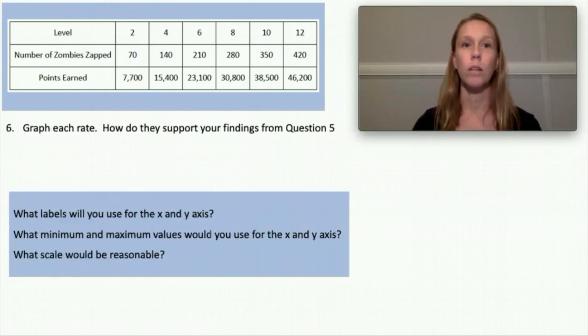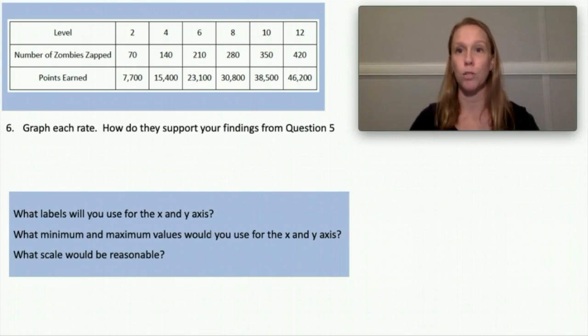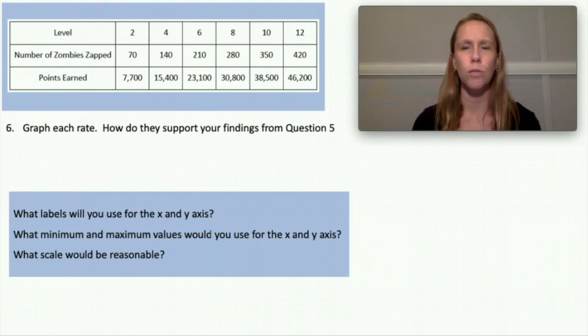Number 6 is going to be to graph each rate and how they support your findings from question 5. So you're going to be graphing these and looking for the unit rate. And it might be tricky because unless you're using some software, like last week we used Desmos, you could completely use that. But for these, I just used a piece of paper. But before you look at mine, think about what labels you want to use for the X and Y axis. And I would suggest using the labels right from the table.